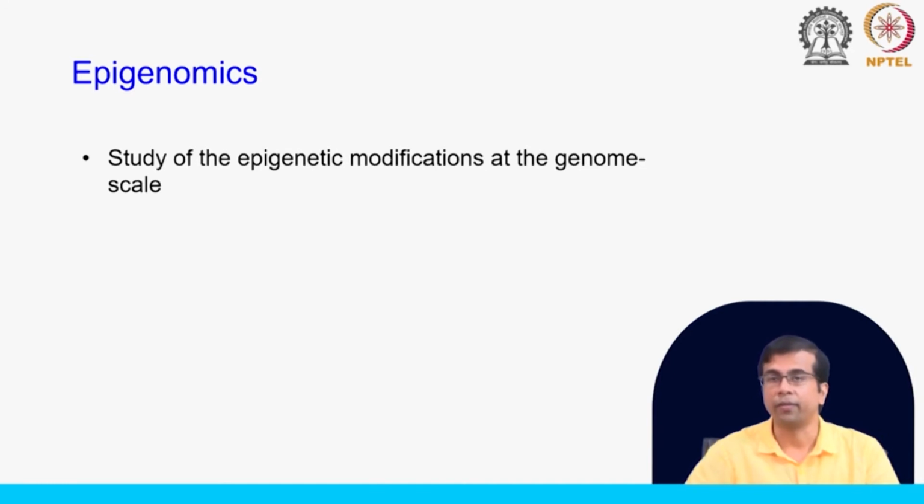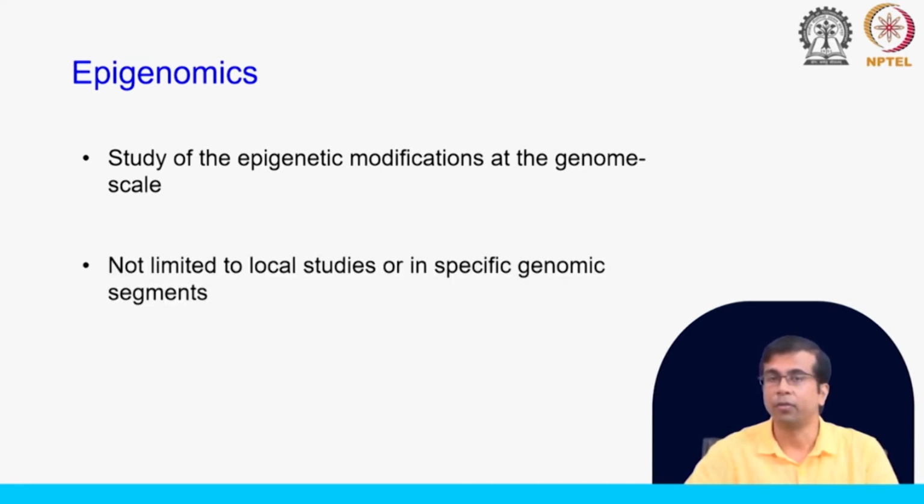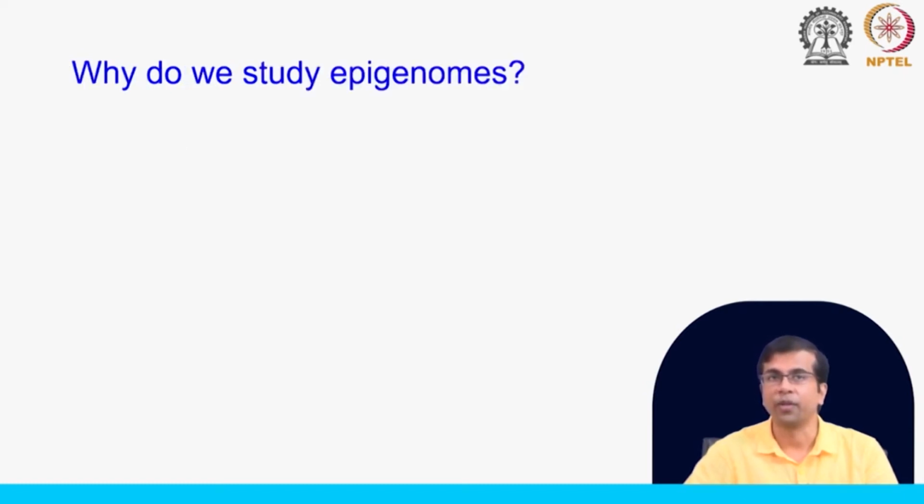So, epigenomics is simply the study of these epigenetic modifications at the genome scale. As I mentioned, if you look at the human genome, 3 billion bases, we want to look at all the epigenetic modifications across the full genome. So, this is a genome-wide study and not limited to just local regions or specific genomic segments. It has to be high throughput in nature, and this is where next generation sequencing technology comes in.